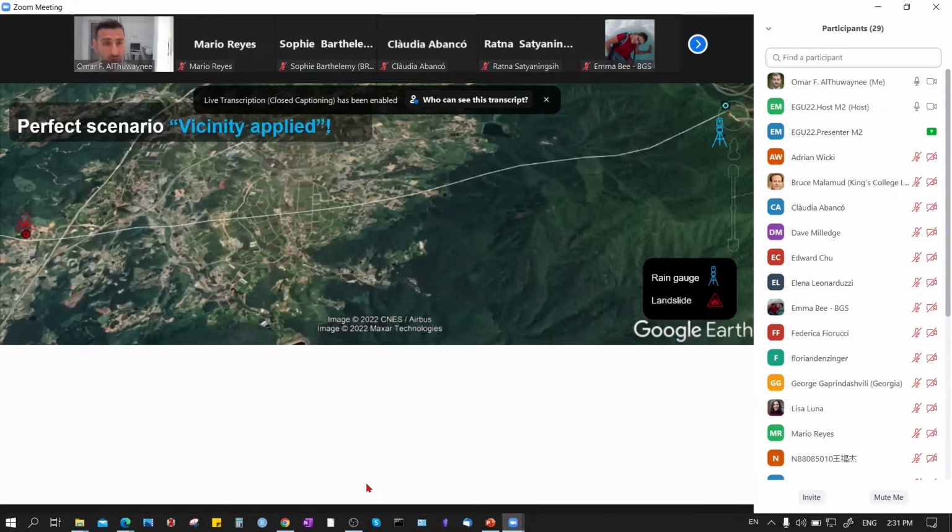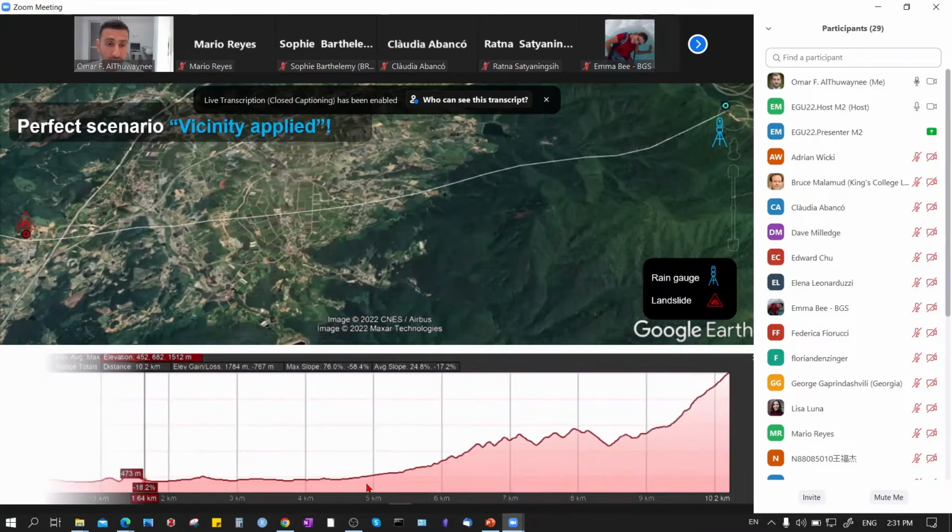So here is a normal scenario. You can see the rain gauge here and the landslide, the red one. This is the typical scenario where we have a distance and the selection of the rain gauge follows it. Next, please.